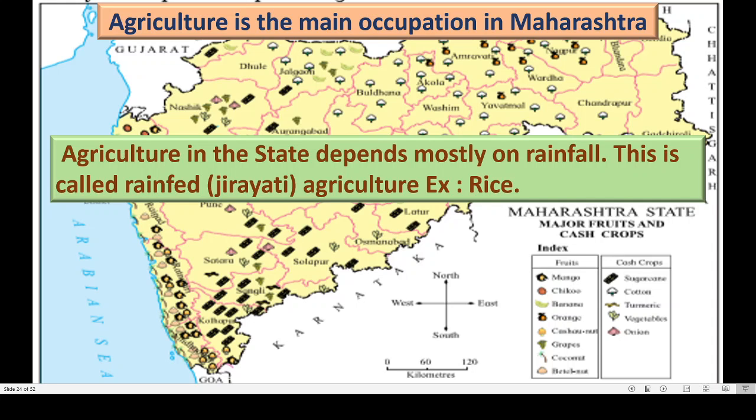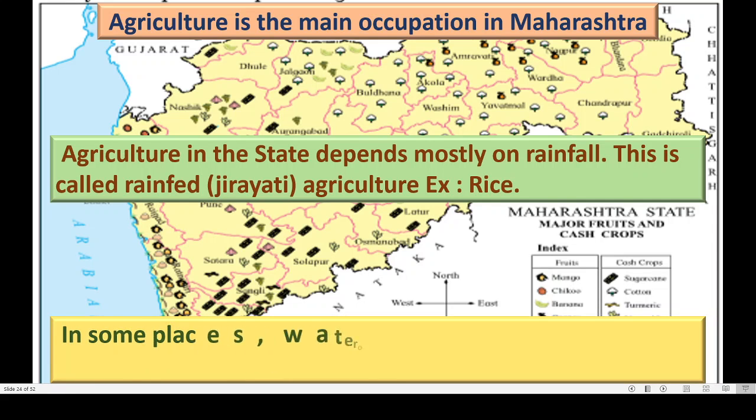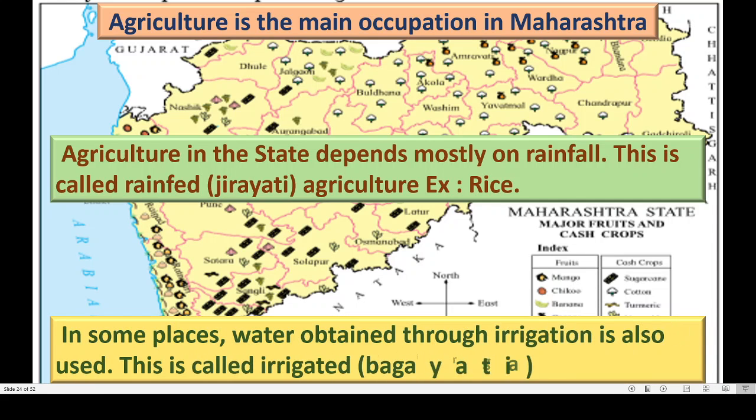Example is rice, chawal. Okay, and the other type is, in some places water obtained through irrigation is also used. Okay, this is called irrigated agriculture. The upper one is rain fed, totally dependent on the rain. Whenever the rain comes, we cultivate the rice. That is rain fed or jirayati agriculture. And in some places we use irrigation, means we supply water by using some pipelines. Then it is called irrigated agriculture or bagayati. Bagayati agriculture. Got this?